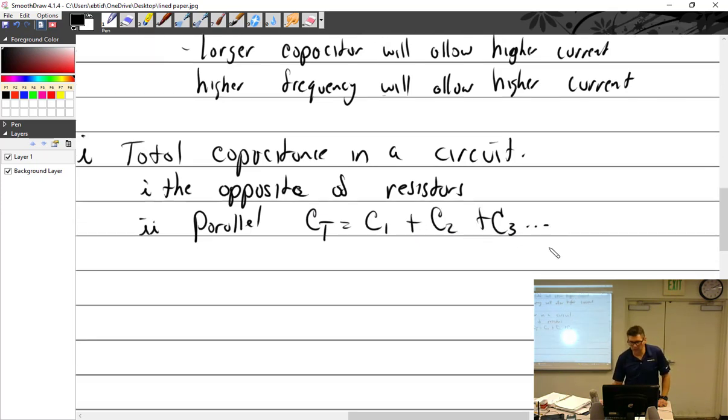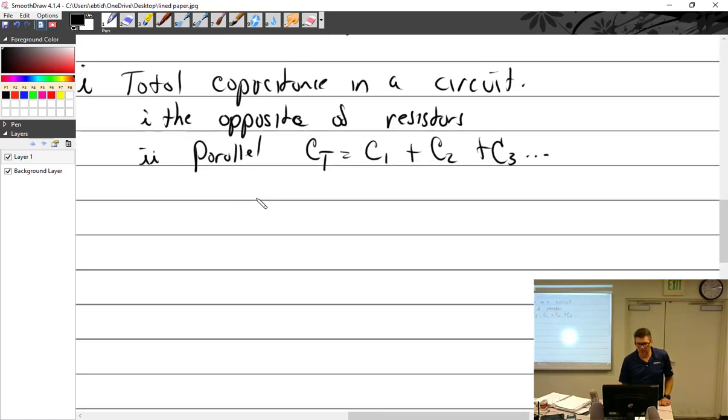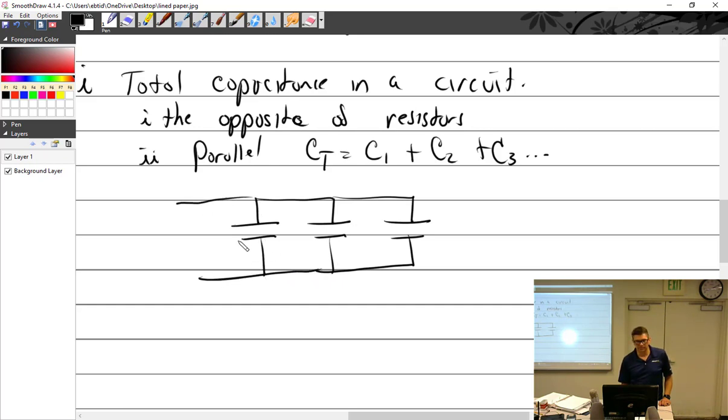And the reason why it's like that is because when you put them in parallel, you can see that I can add up all of the surface area of the capacitors. So electrons coming in are going to go this way, they can come down this way, they can come down this way. And so all of these plates are added up. If each one of these was an inch apart, then how many inches total do I have? I have 3 inches. You see what I'm saying?